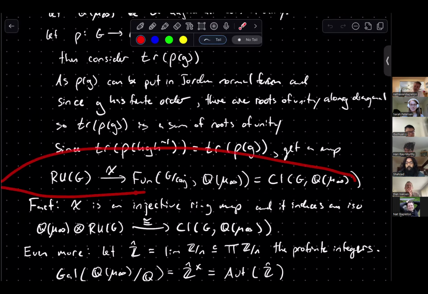Which is right here, which is a ring map from the representation ring of G into class functions on G, taking values in Q adjoin all roots of unity.